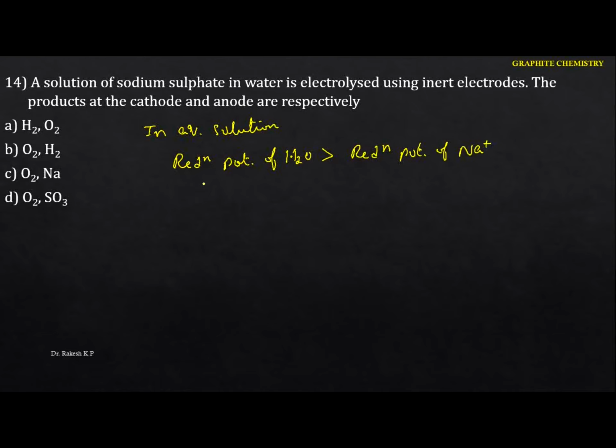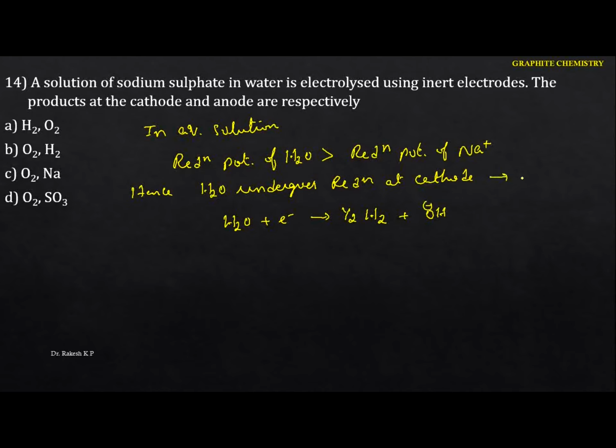Hence, because of this property, water undergoes reduction at the cathode. Whenever water undergoes reduction, that is the gain of electrons, and here it liberates hydrogen gas, and we also get hydroxide. Hence at the cathode, the gas liberated is hydrogen.